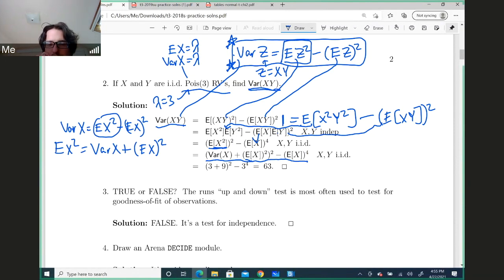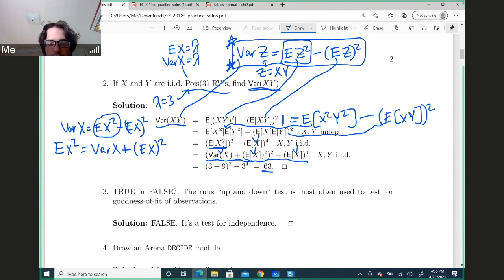Cool. All right. So basically, at this point, all of these values are things that we know. We know E[X], that's just equal to lambda. We know Var(X), that's equal to lambda. And this E[X] is also equal to lambda. So you basically plug in lambda equals 3 for all these values, and then run the math, and you end up with an answer of 63.